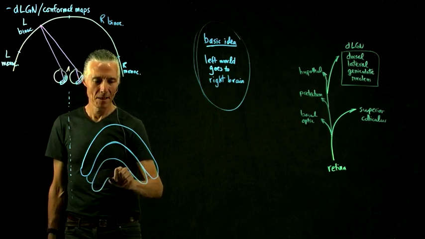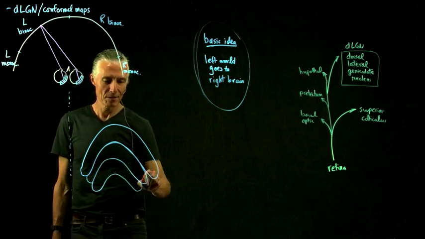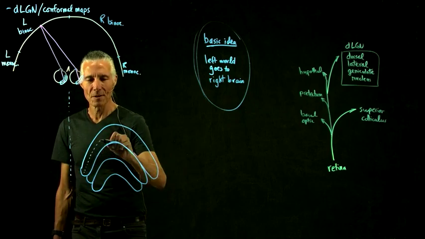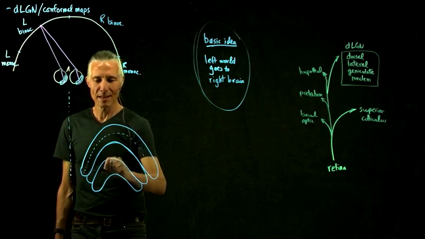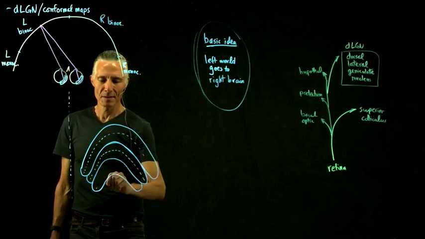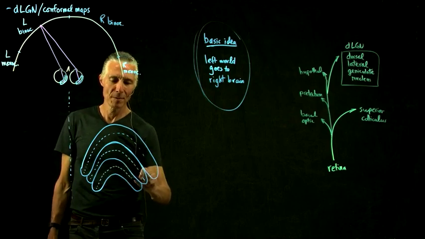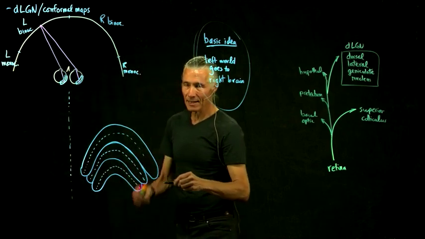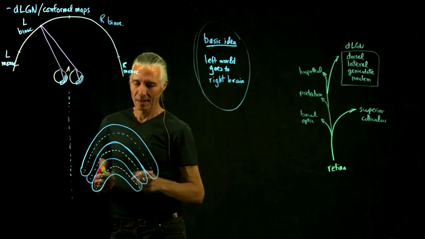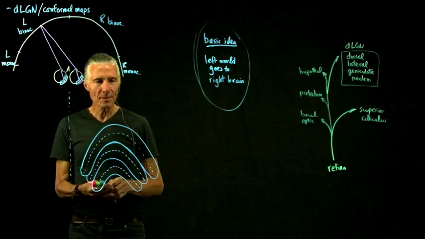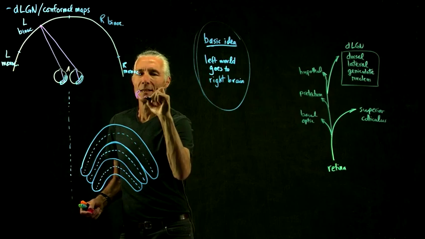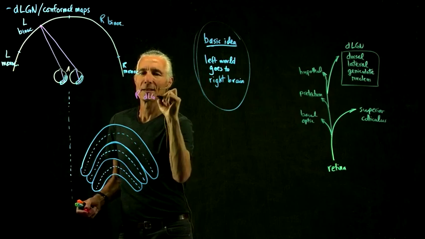And then each of these layers is divided up into a contralateral and an ipsilateral. And all that means is something that receives an input from the opposite side, the opposite eye, versus something that receives an input from the eye on the same side. So this guy is the right dorsolateral geniculate nucleus.